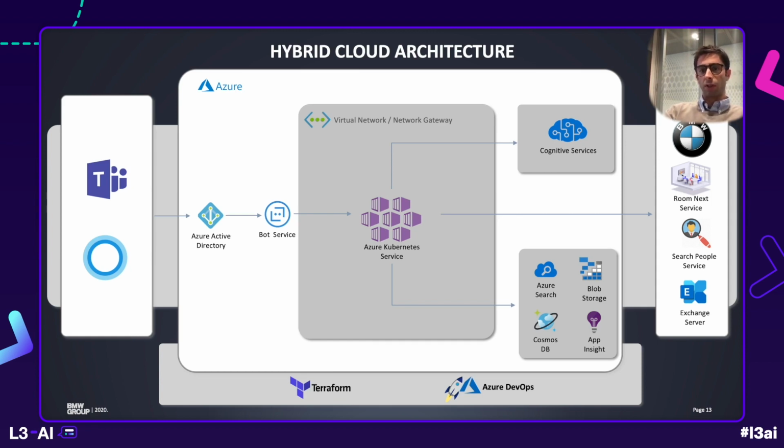Very important, as I said before, is the connectivity between the BMW zone and the Azure cloud, which makes our cloud solution a hybrid cloud solution. And in the BMW zone, what we access are third-party services such as the Roomnext service, the Search People service, and, most important, the Exchange service.